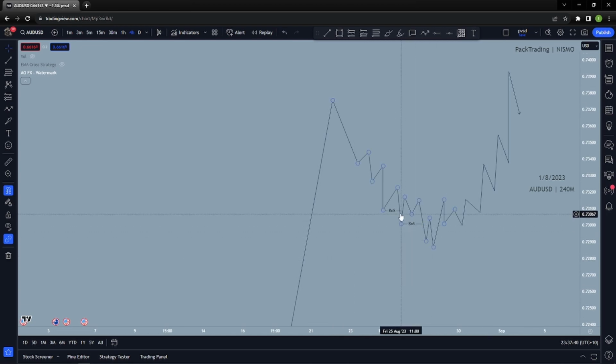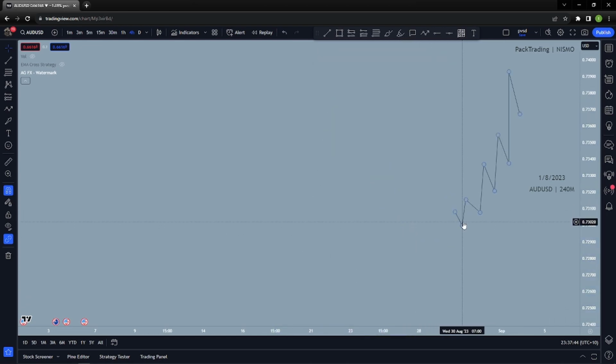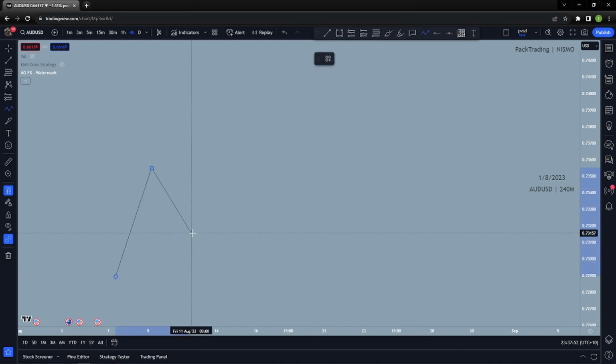So when we use internal, we normally use it for lower time frames. So for example, let me quickly do this. This is 4 hour. This is 15-minute.